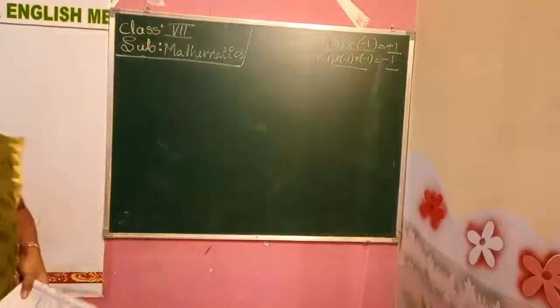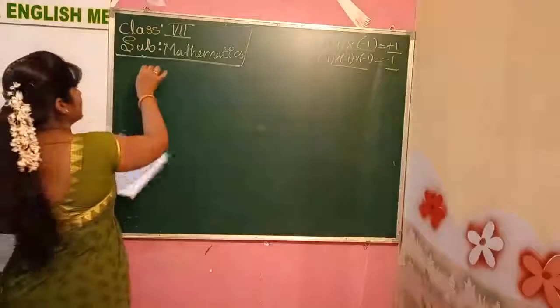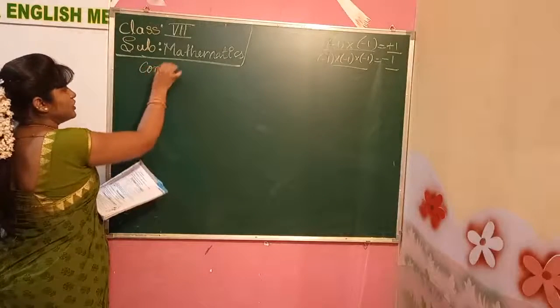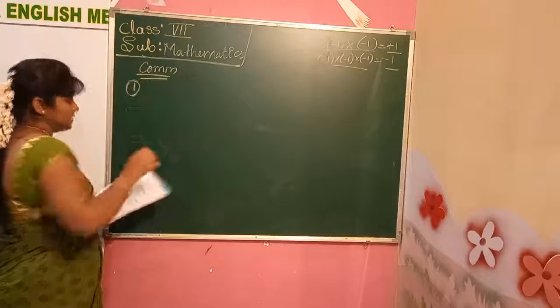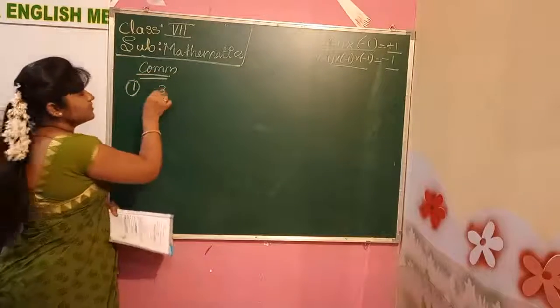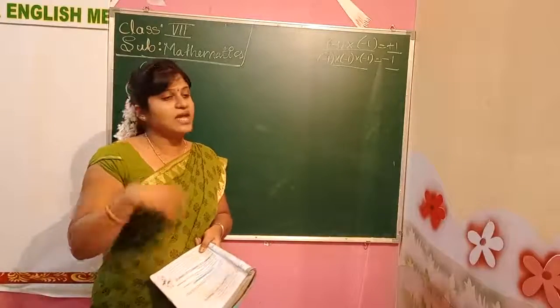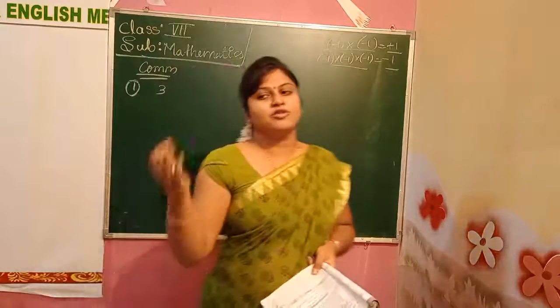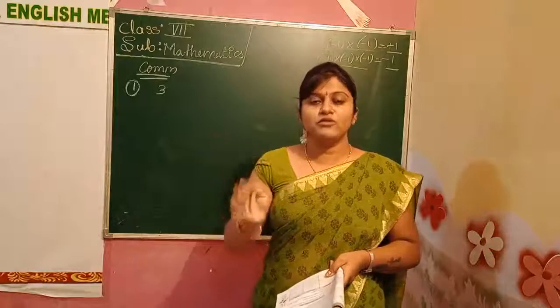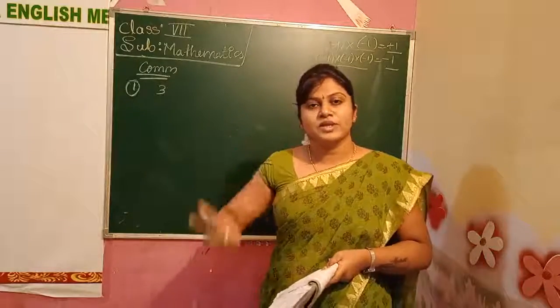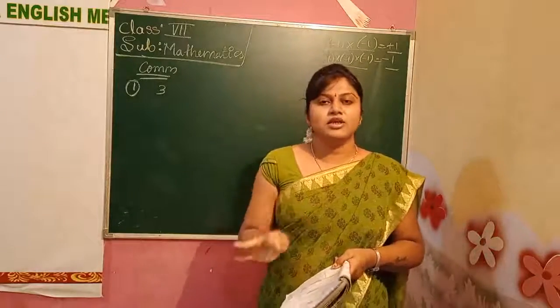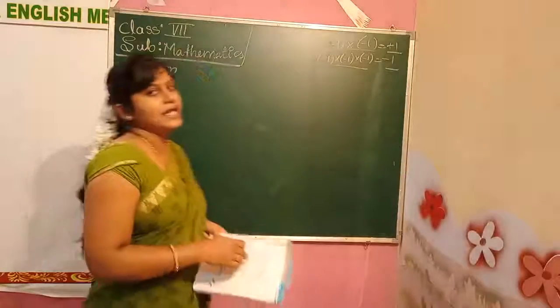For the commutative property, I'm solving an example. The first example has a mix of positive and negative. We can take anything: we can write positive, we can write negative also. No need of taking only positive or only negative. We can take any signs.